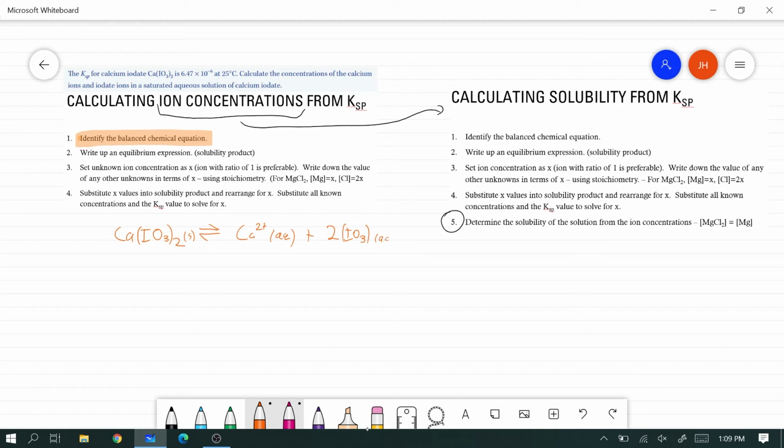And that's aqueous as well. And just to note, the reason why I know that calcium is 2+ and iodate is negative comes down to the ratios in our empirical formula over here.